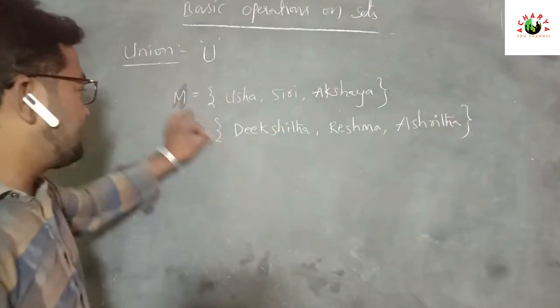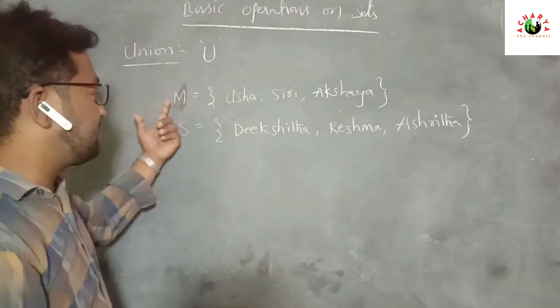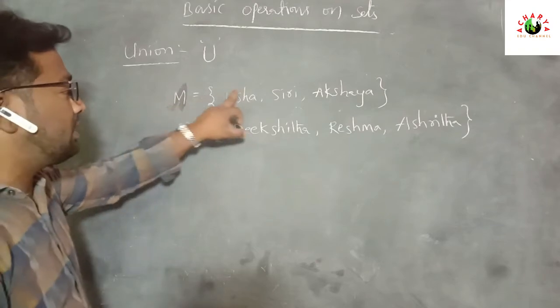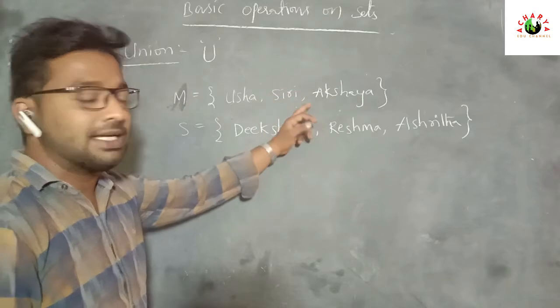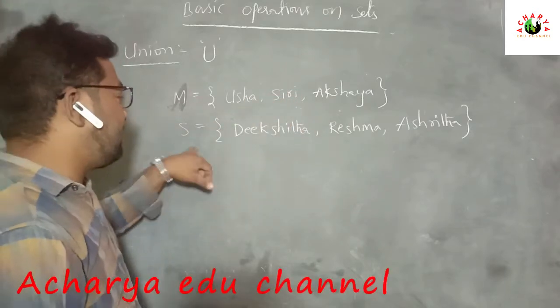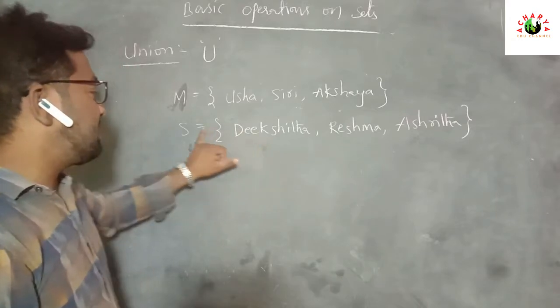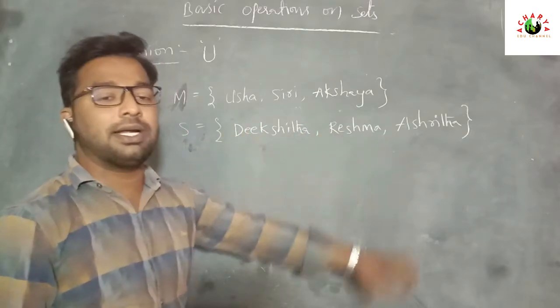Okay, see the set. The first one is the best three toppers in our 10th class in maths. So the set representation is M. M is equal to Usha, Siri, Akshaya. These three are elements in the set. Each element is separated by a comma. The next one, the best three toppers in our 9th class, is represented by S. So S is equal to Dikshita, Reshma and Ashrita.